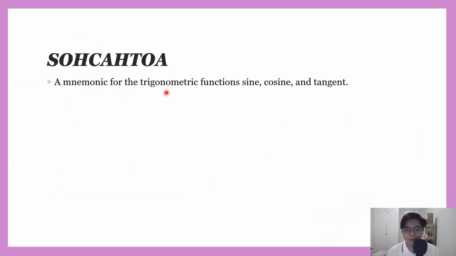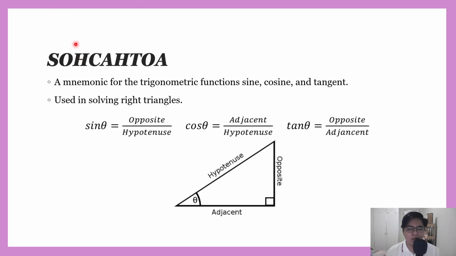SOHCAHTOA is a mnemonic for the trigonometric functions sine, cosine, and tangent. It is used in solving right triangles only. Remember, right triangles only. It is called SOHCAHTOA because SOH is sine theta equal to opposite divided by the hypotenuse. CAH is cosine theta equal to adjacent divided by the hypotenuse. And TOA, which is tangent theta, is equal to opposite divided by the adjacent.